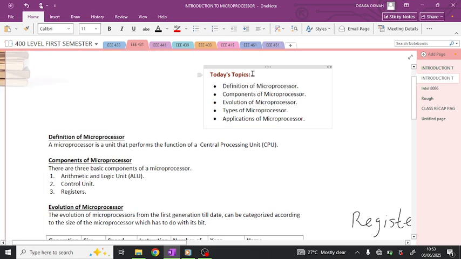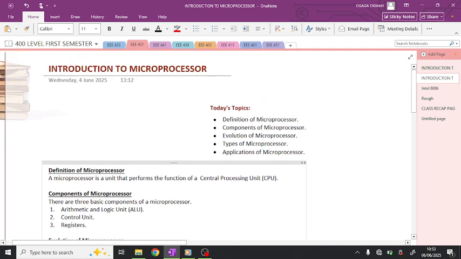And we've done this: we've defined it, we mentioned the components, went through the evolution, the types, and then the applications.